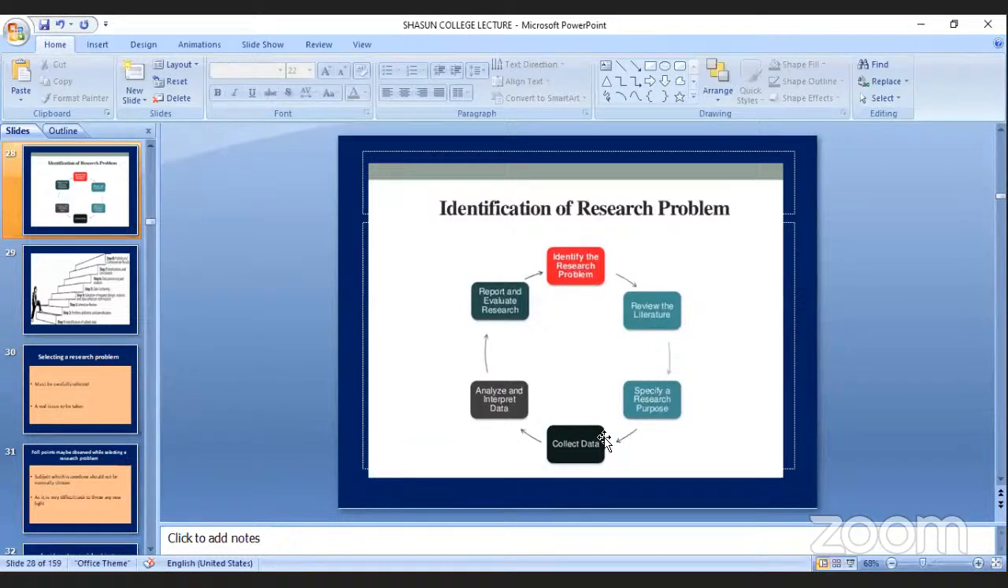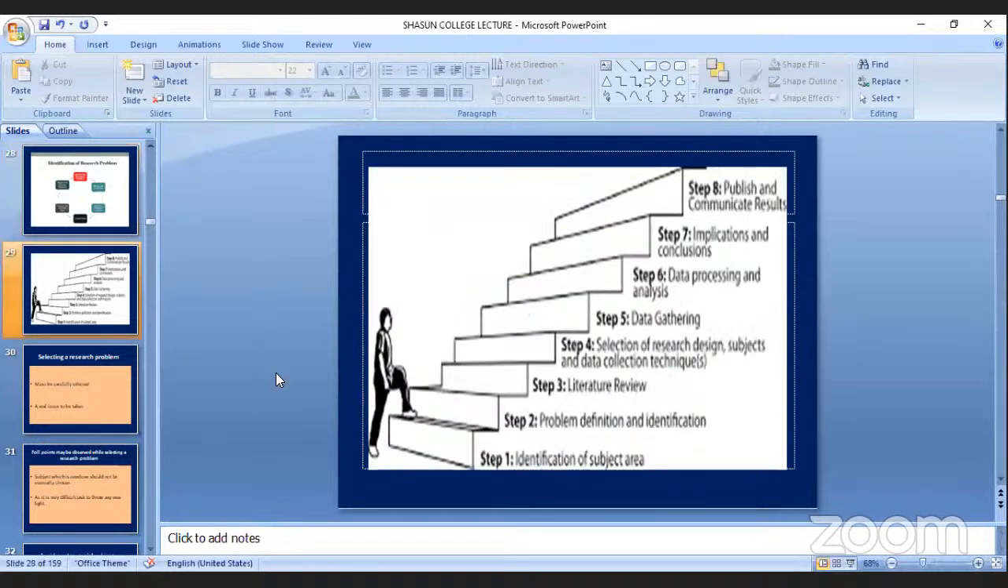So this is a very, very important slide. You identify a research problem, you give a thorough review of literature. I will tell you how to do a review of literature when we do the paper, how to write a research paper. There I will tell you. So this is how you do it. Now I'll show you step by step.